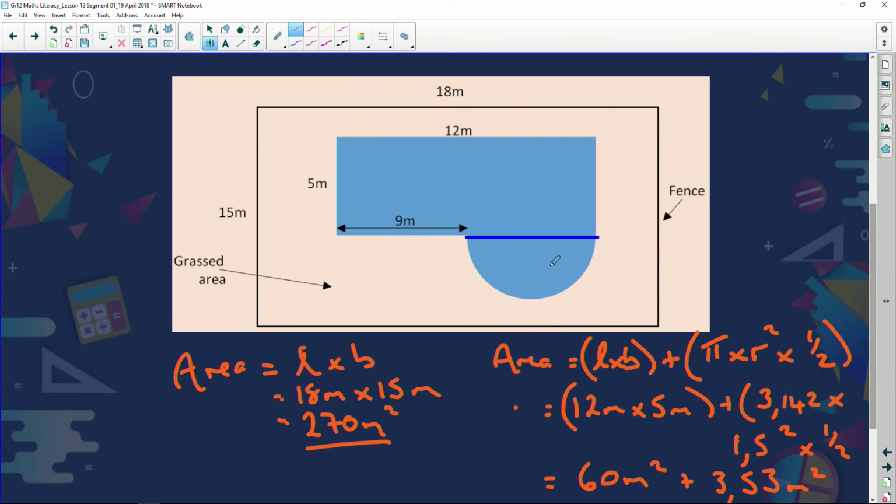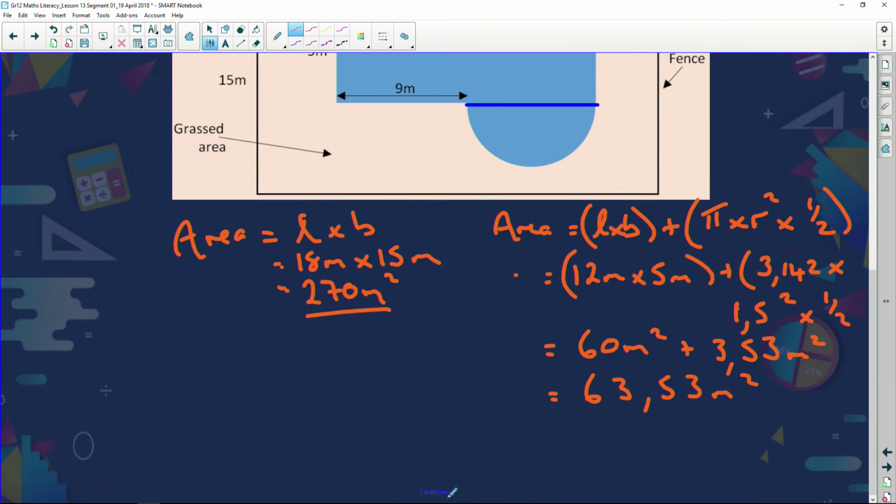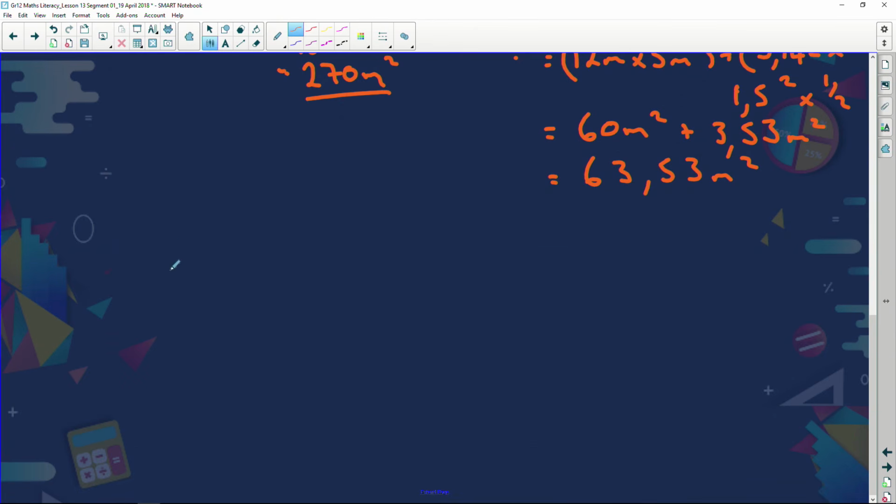So I found the area of this entire fenced part. I found the area of the pool. So now, what area needs to be grassed? Well, this is going to be easy. All we're going to do is take the grass area, which is the total area, 270 meters squared, and we're going to subtract the pool, because we don't want to put grass in our pool. Okay, that would be kind of weird if we cover the pool with grass.